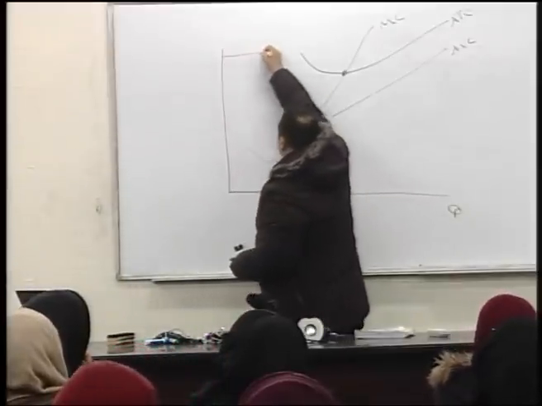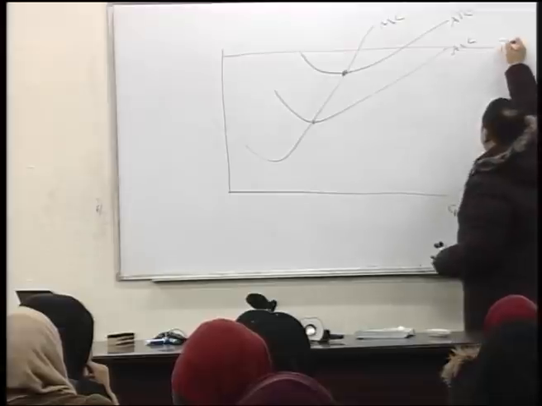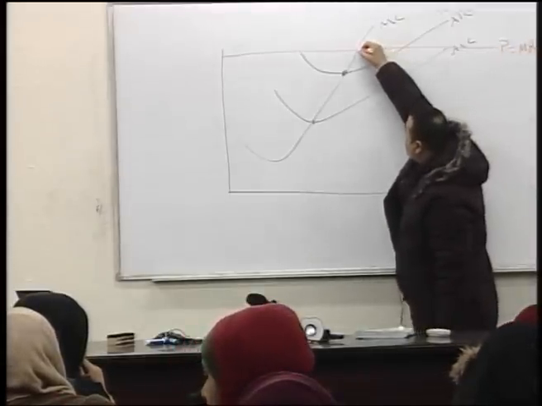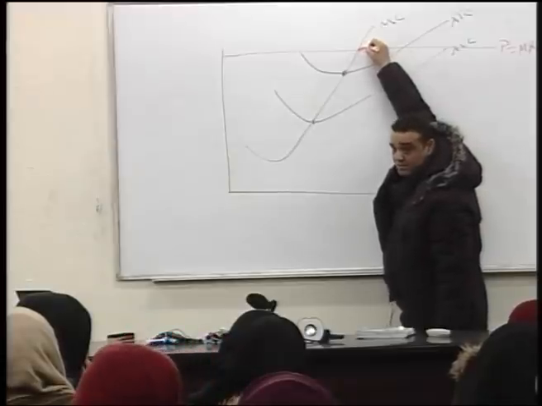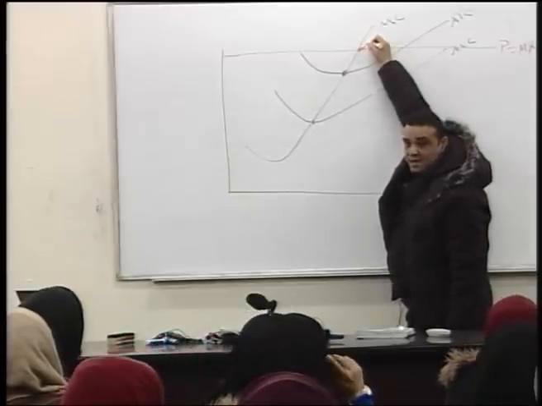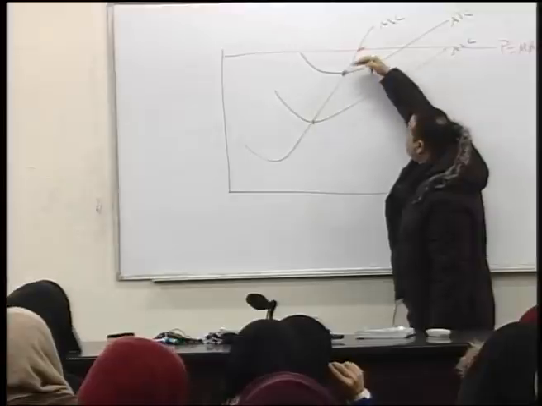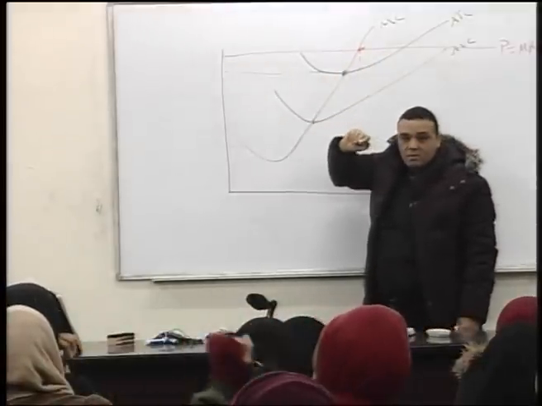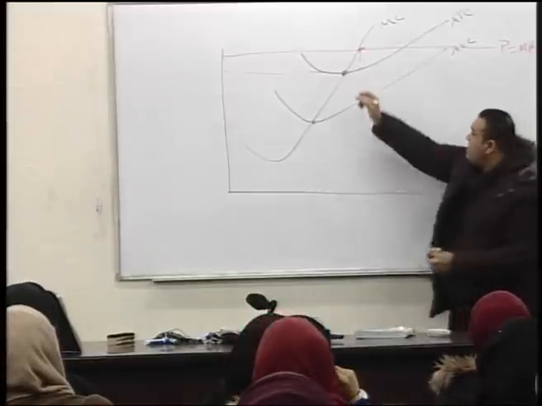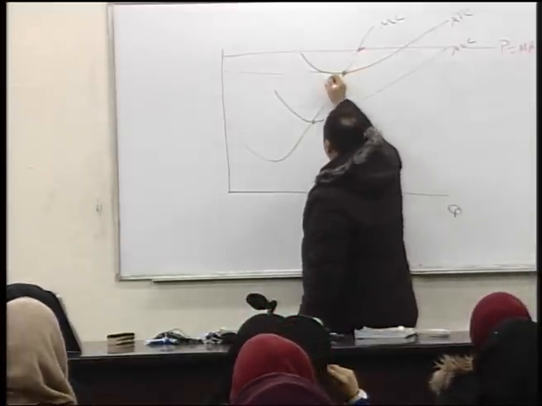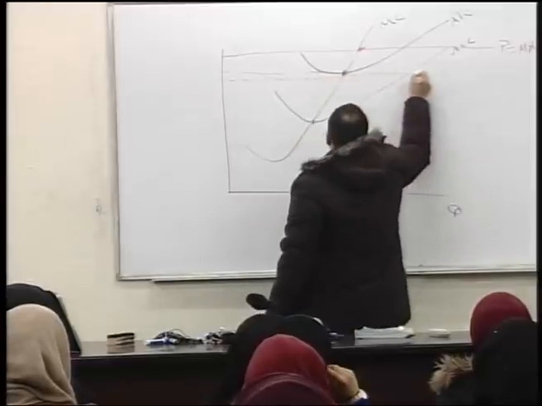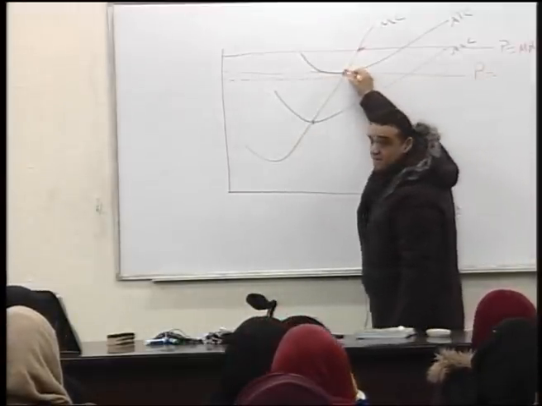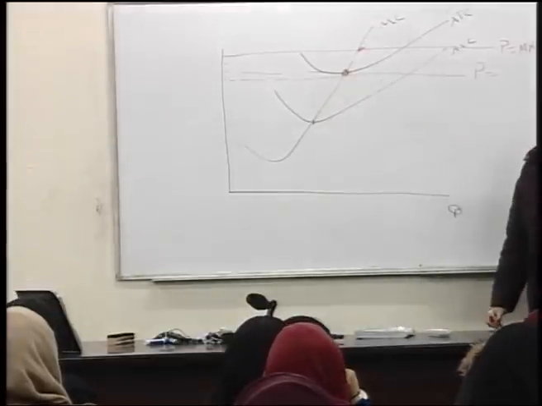above ATC, price equals MR equals demand curve. If the price was, here's the equilibrium point. We said that if the price was above ATC, here we have profits, right? We have economic profits. If the price was tangent to the minimum ATC here, we have a break even, right?